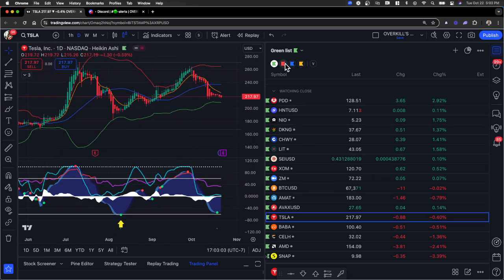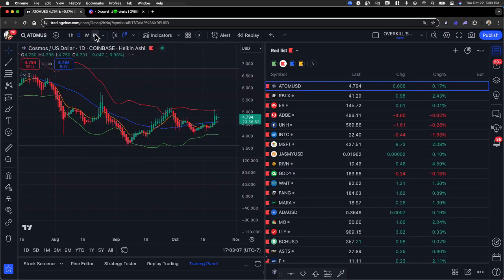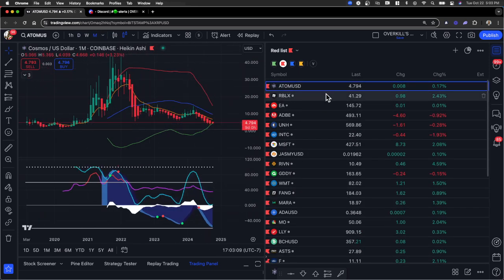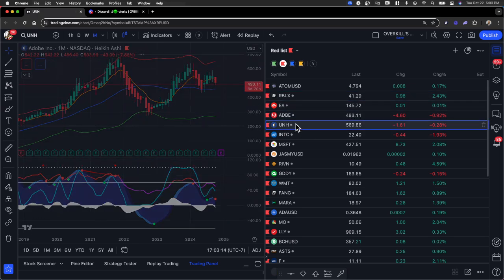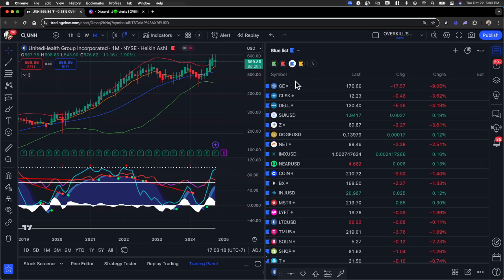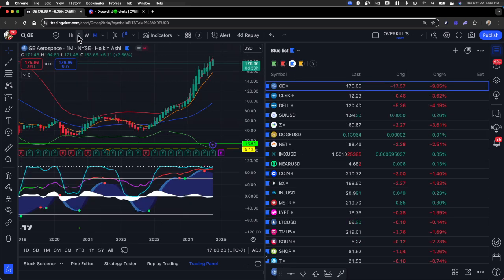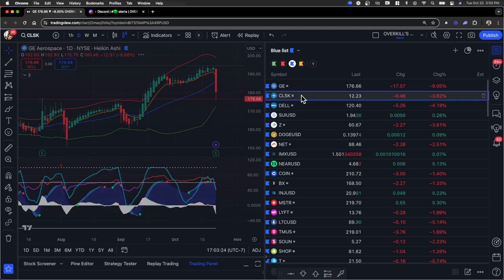And you can see if it's on my red list, the monthly is red. So I scan this once a month, and when I either see a green dot or a green candle, I will then move it over to my blue list. And then when it's on my blue list, I'm watching the daily, right? Watching the daily for a big pullback like that.